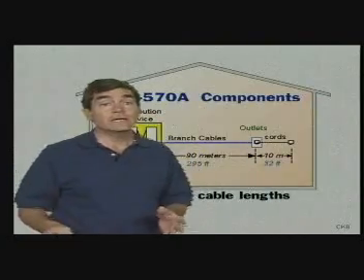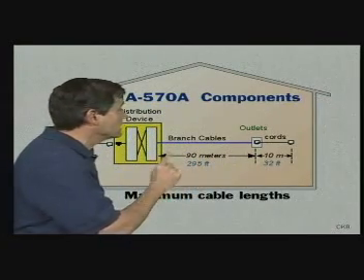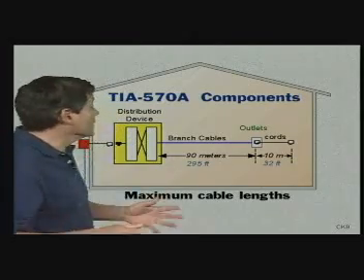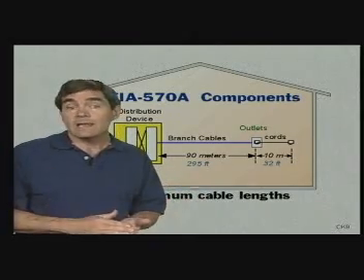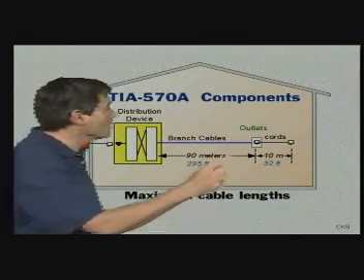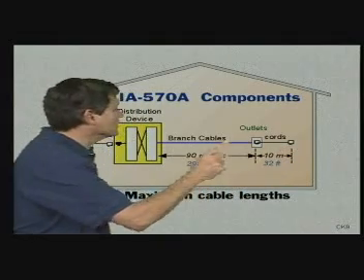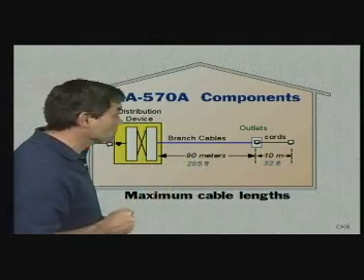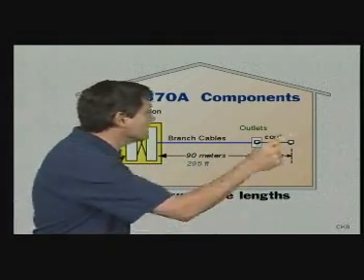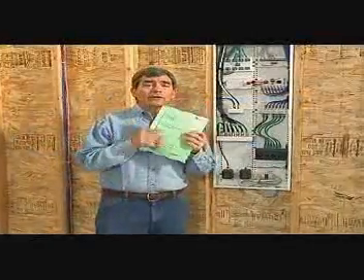Now, the standard also states that each branch cable not exceed 90 meters or 295 feet. This is to allow them to be used for data applications as well as traditional analog applications. And then equipment cords not exceed 10 meters or 32 feet. This gives a total length of 100 meters or 327 feet from attached devices to the distribution equipment connection. We'll be referring to applicable parts of TIA 570 throughout this course.